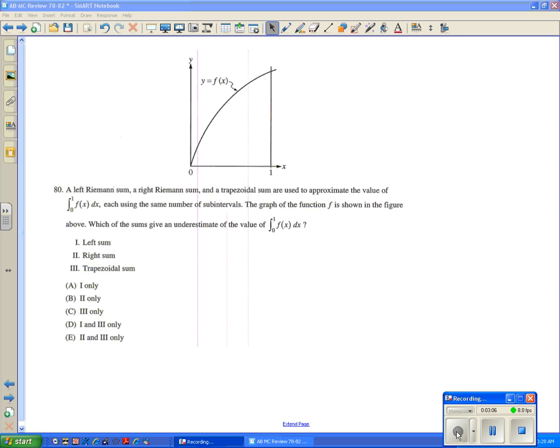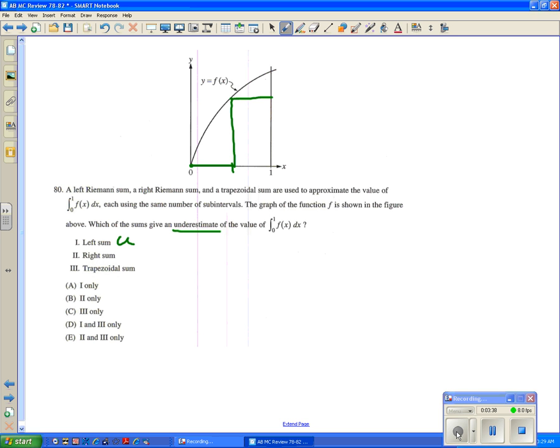80 is a concept question again, and it's talking about Riemann sums and whether or not we have overestimates or underestimates. Specifically, we're interested in which will result in underestimates. So keep it simple. Think about left Riemann sums. Let's say we just had 2, and we drew them in from the left, and we made a calculation, and clearly we would have an underestimate if we used a left-hand sum.